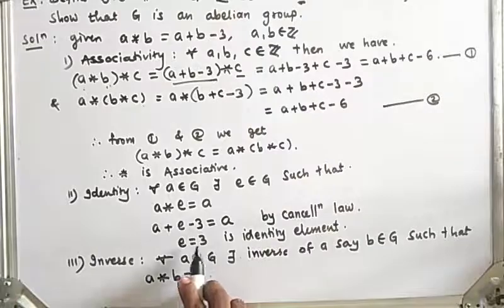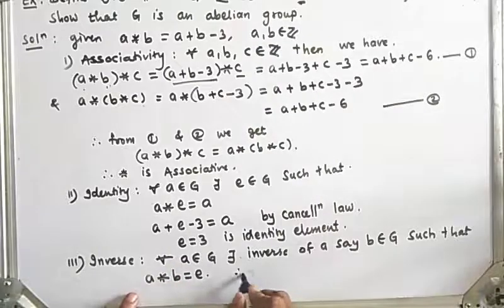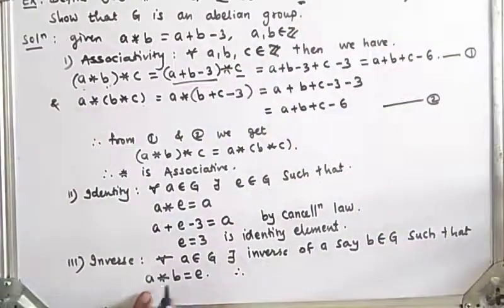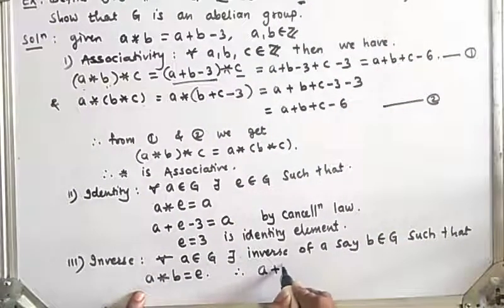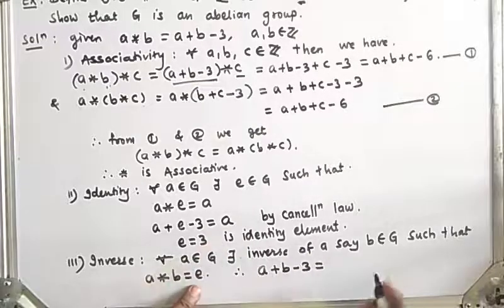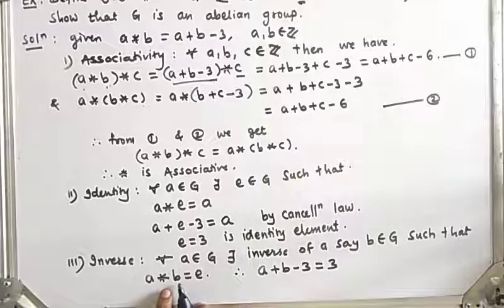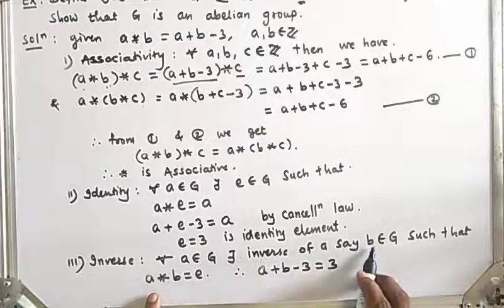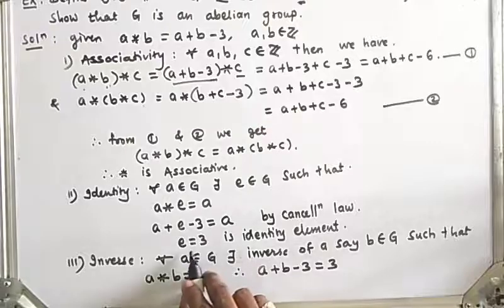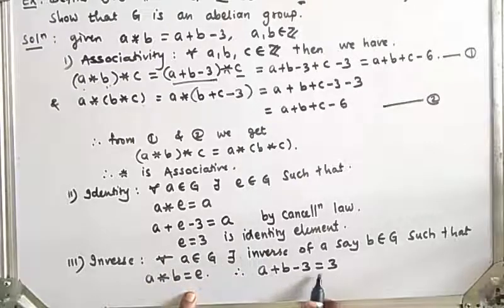So the identity element here is 3, right? Therefore here a star b is a plus b minus 3. So here I will write a plus b minus 3, which is equal to 3, because this is the definition of existence of inverse: for all a belongs to G, there exists an inverse of a, say b, which again belongs to G, such that a star b is equal to identity. So we have identity 3. So a plus b minus 3 is equal to 3.